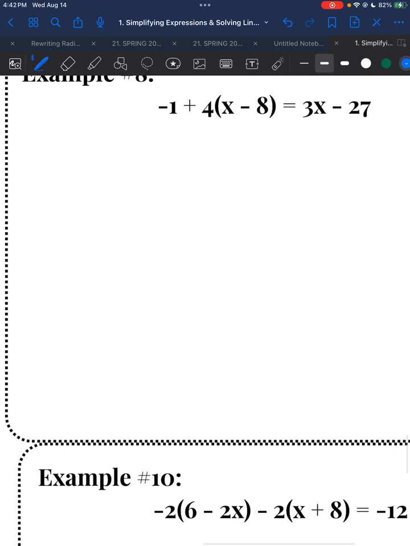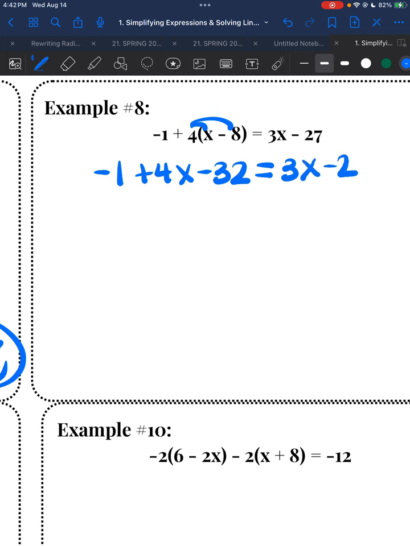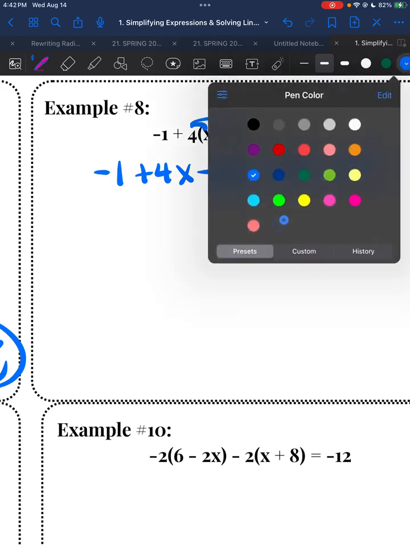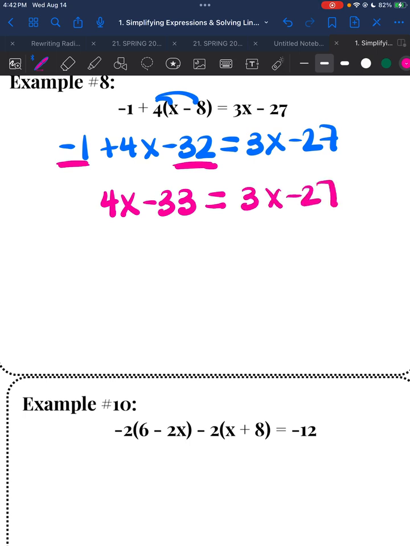Number 8, we distribute. So I have negative 1, that's still there. From distributing, I get positive 4x, negative 32. And then on the right, I still have 3x minus 27. On the left, I can combine like terms. I can combine this one and this one. I'm going to put the 4x first. Negative 1 minus 32, this is negative 33. On the right, I have 3x minus 27.